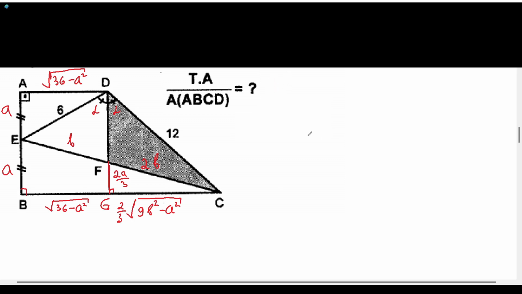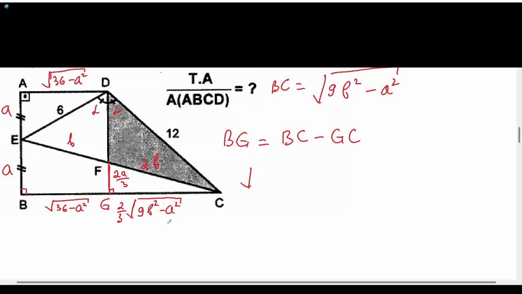Now we can find the BG side. No, not BG, the BC side. So the BC side will be equal to the square root of, from the triangle EBC, using the Pythagorean theorem again, 9b squared minus a squared. And we know that BG is equal to BC minus GC. We can plug these values instead of these letters or sides.